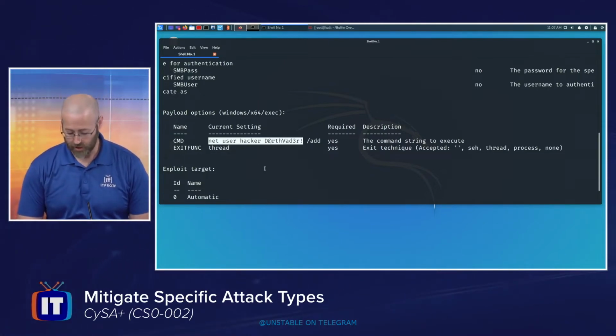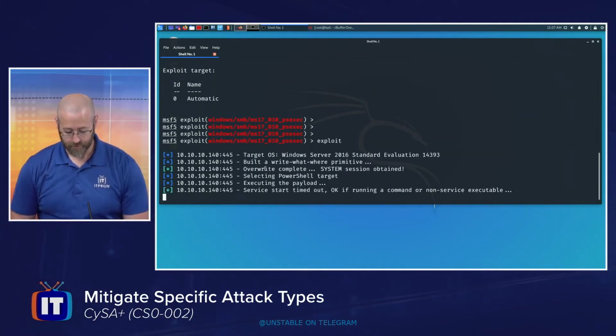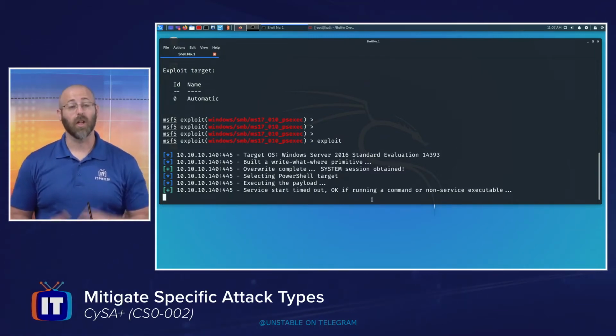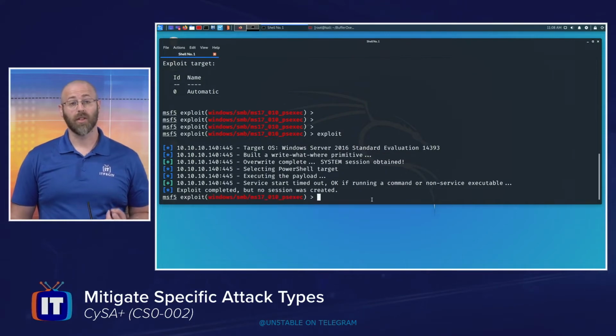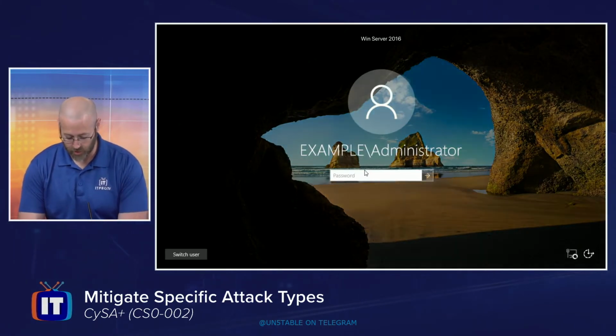If I go ahead and type exploits, there we go. Looks like it's trying to contact the target's service. So we're basically waiting for this to run. If all goes well, I'll be able to jump onto that target system, and there should be a new user in the system named hacker, right? Let's jump over there. Here is my Windows 2016 server. Let me log in.